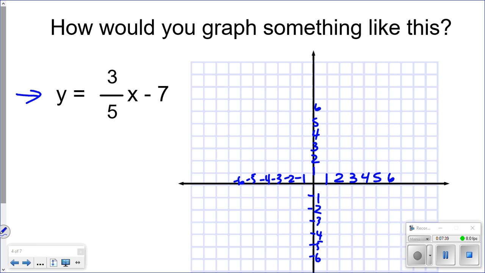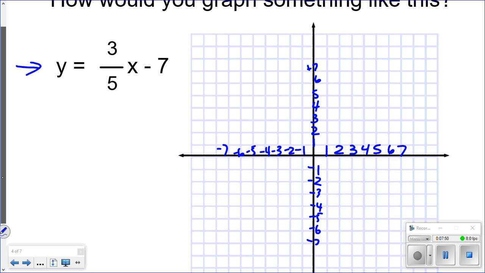Actually, I should go to 7. Alright, there we go. Okay, so the first thing I have to do is determine what's my slope in here and what's my y-intercept. So what's my slope? McKenna? Okay, here's my slope. My y-intercept is -7.